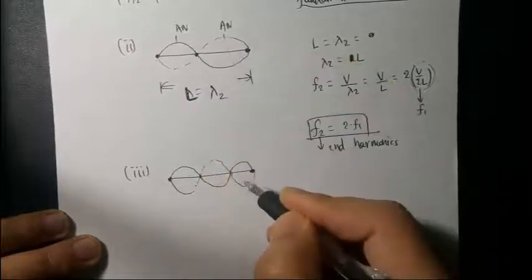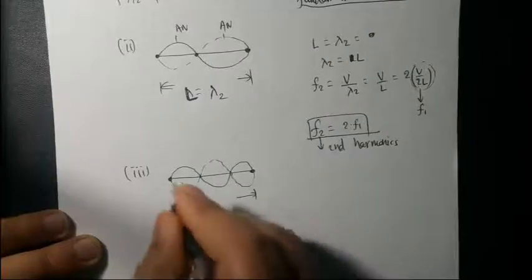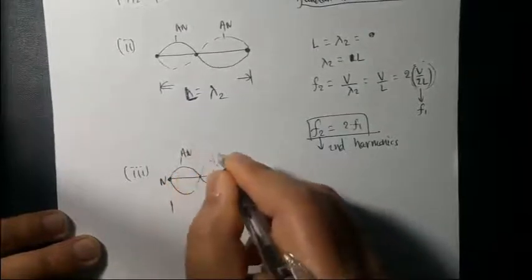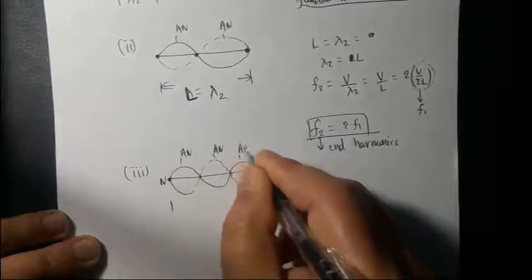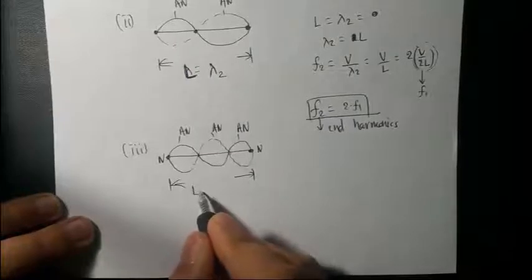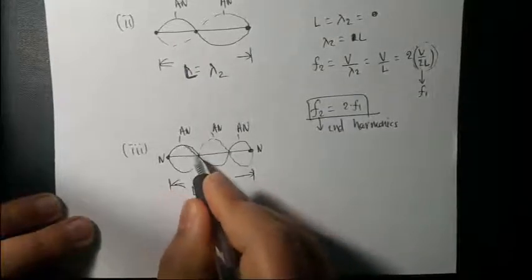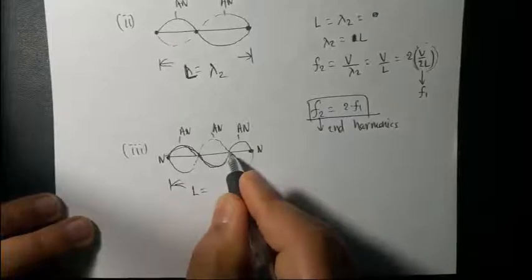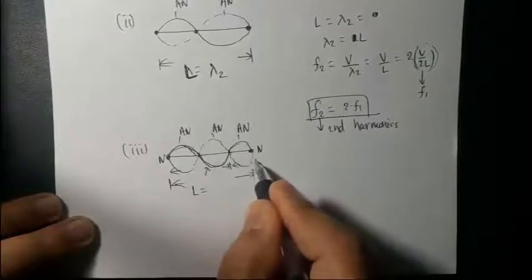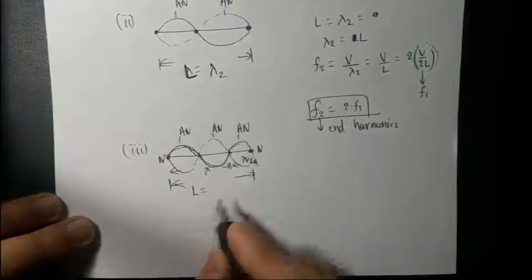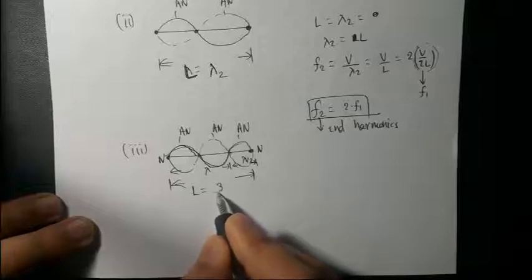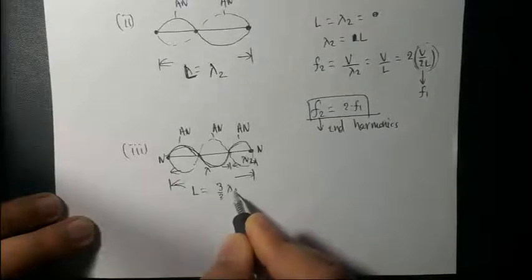So the next pattern after that is this. This is node, this is node. You have 3 antinodes. Third harmonic means 3 antinodes. So the length has to meet, how much is this in terms of wavelength? This is a full wave, this is a half wave, this is a full wave, and this is a half wave. So L has to meet 3 half, right? That is 1.5 lambda. So 3 half. This is the third harmonic, so lambda 3.